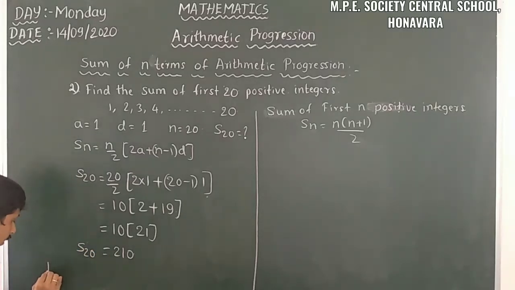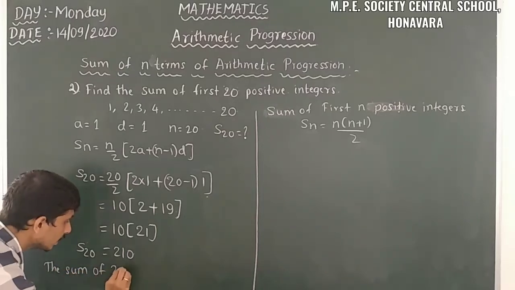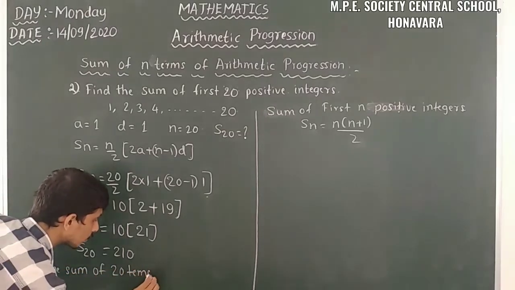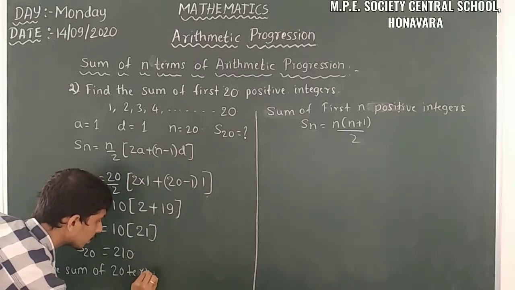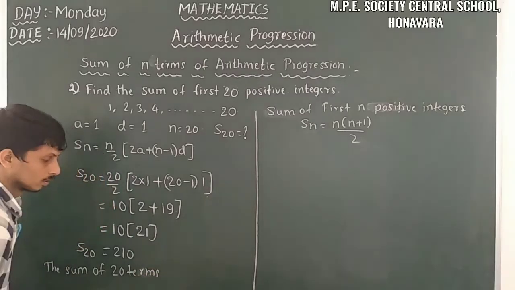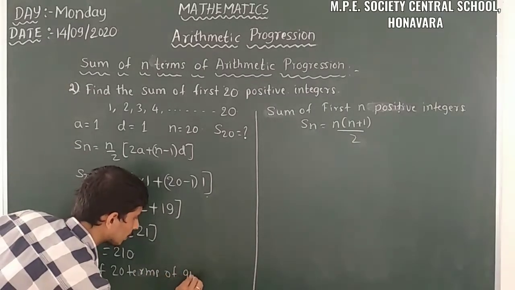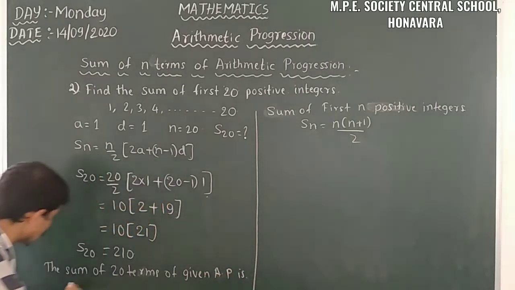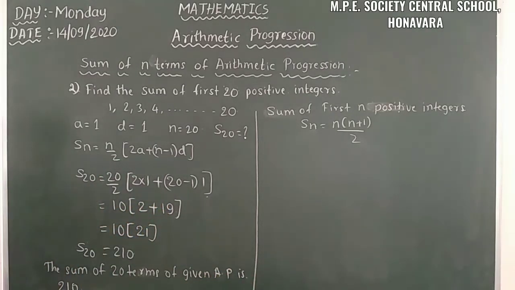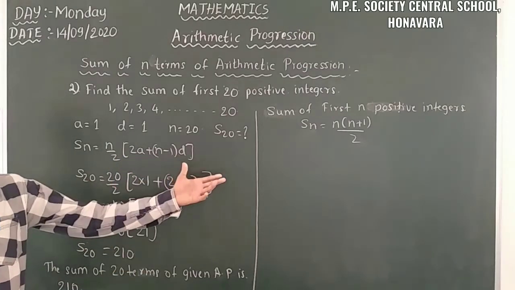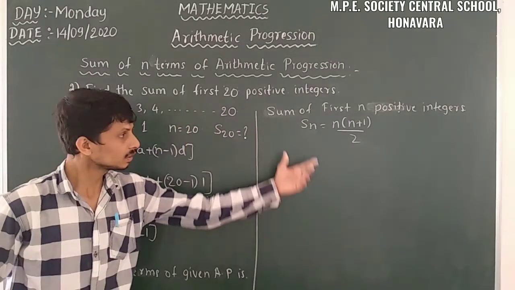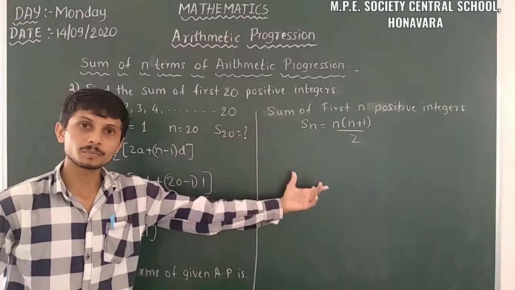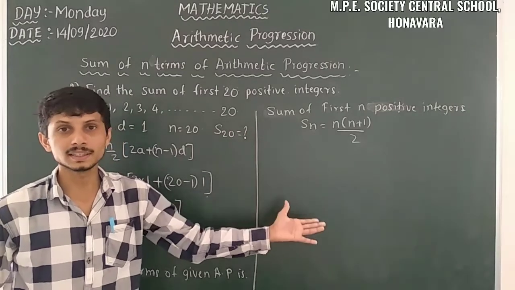So here the sum of 20 terms of the given arithmetic progression, given AP, is 210. So we got that. Then there is another formula. From that formula also we can calculate very easily.